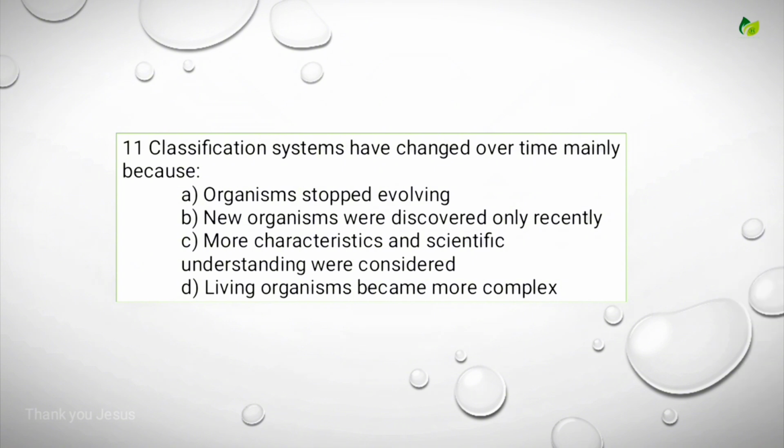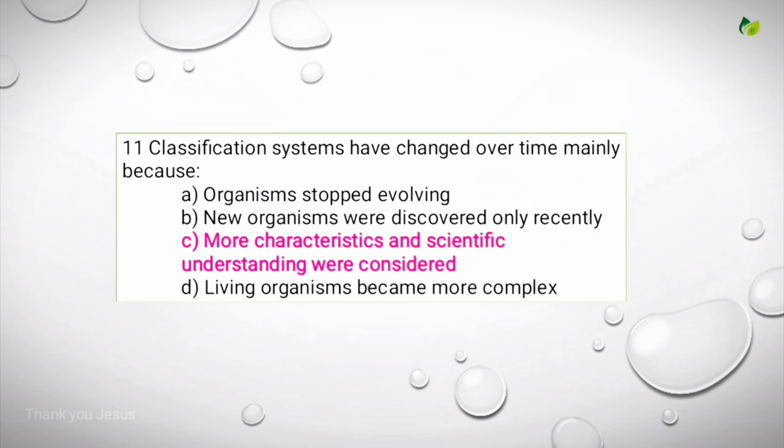Classification systems have changed over time mainly because, the options are: organisms stopped evolving, new organisms were discovered only recently, more characteristics and scientific understanding were considered, or living organisms became more complex. The correct answer is that classification systems have changed gradually and improved over time. Scientists realized that more kingdoms were needed to classify organisms properly. Only Plantae and Animalia were not sufficient to classify all living organisms. So the correct answer is that more characteristics and scientific understanding were considered.